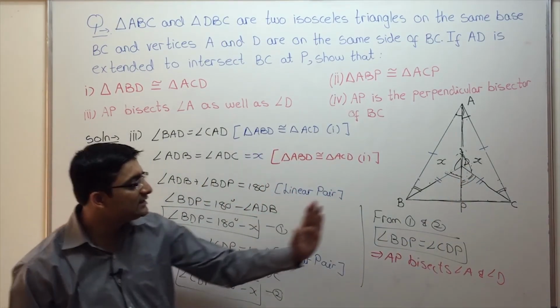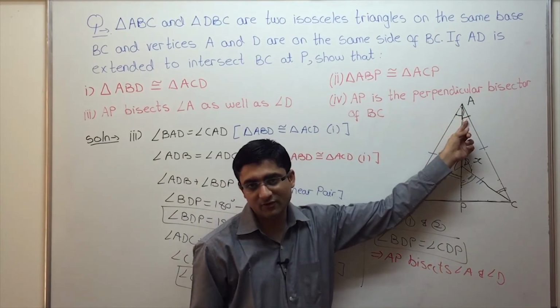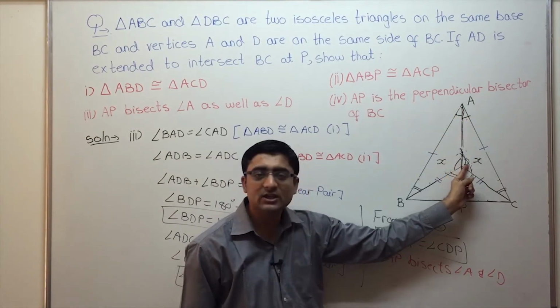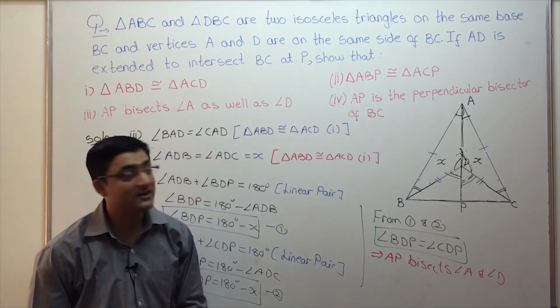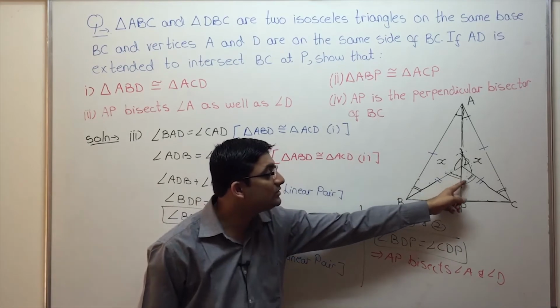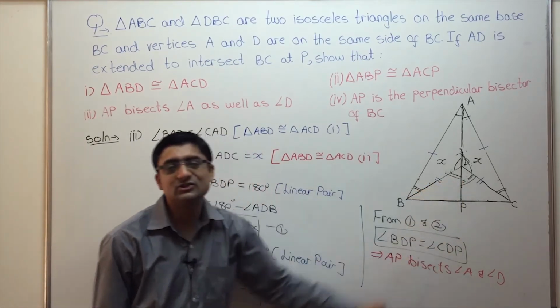I repeat once again. We have to show AP bisects angle A. So prove these two angles are equal. We have already shown. Next, prove these two angles are equal. We have shown. Prove these two angles are equal. We have just shown over here. So this is one way by which you can show these two angles to be equal. Now let me tell you another way by which you can show these two angles to be equal.